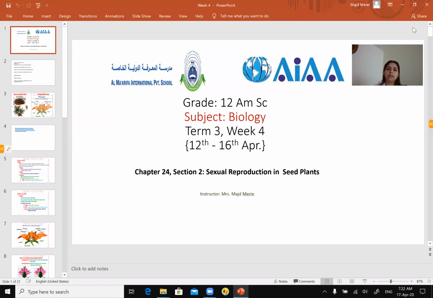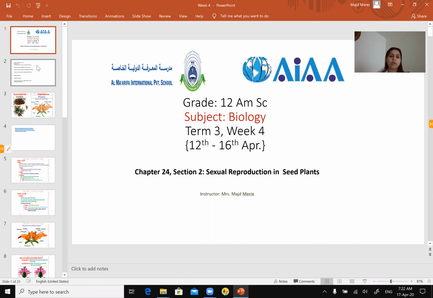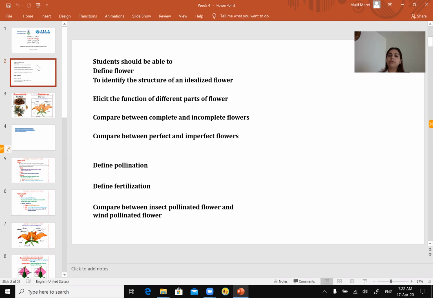Okay. In today's session, you will learn the following points. You will define flower. You will be able to identify the structure of an idealized flower. An ideal flower means it has all of the different parts. So you should be able to label all of these parts and know the function of each part, to compare between complete and incomplete flowers, and to compare between perfect and imperfect flowers.